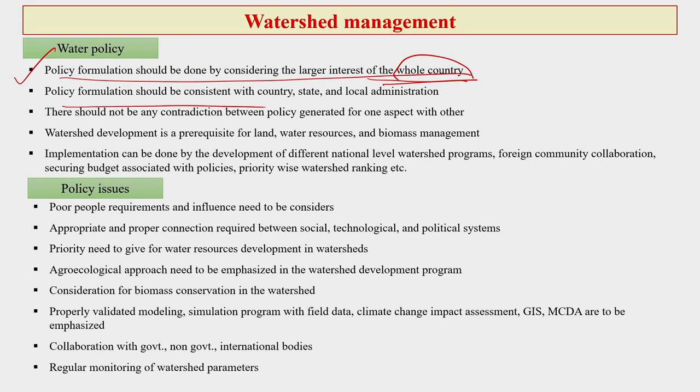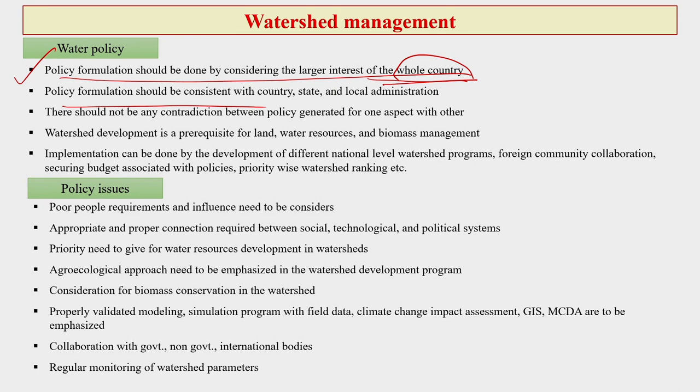Now, policy formulation also should be consistent across country, state and local administration. There should not be any contradiction between policy generated for one aspect and the other. Watershed development also takes a huge amount of care for land, water resources, agriculture, livestock. So this entire picture needs to be seen in a very integrated manner.